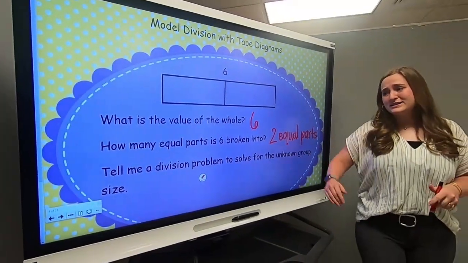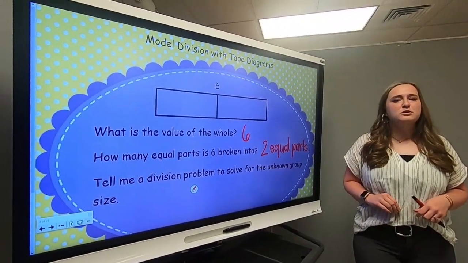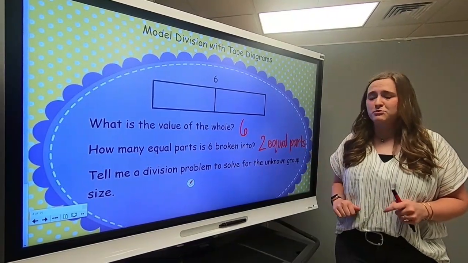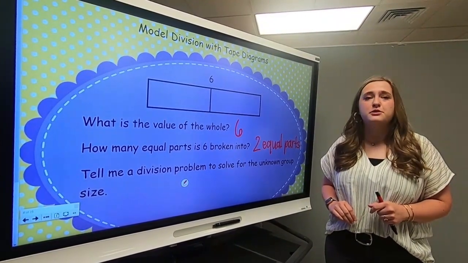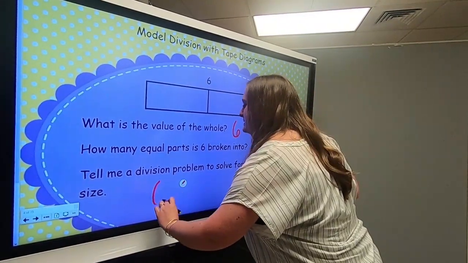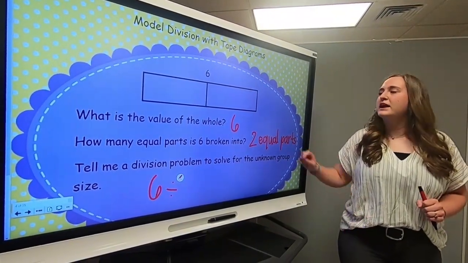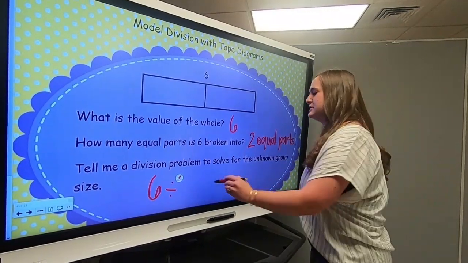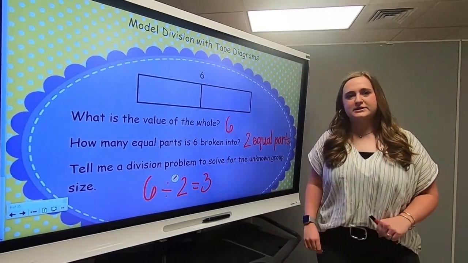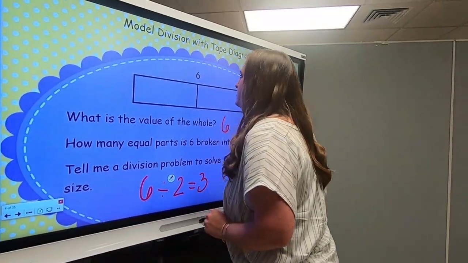So now I need to know a division problem to solve for the unknown group size. So when we're writing a division equation or a division problem, we're going to start with our total, which is also the value of the whole. So our total is 6 divided by, all right, how many equal parts did we break our rectangle into? 2. So 6 divided by 2 equals 3. All right, so this is easy. We can do this quickly. So I want you to move on.